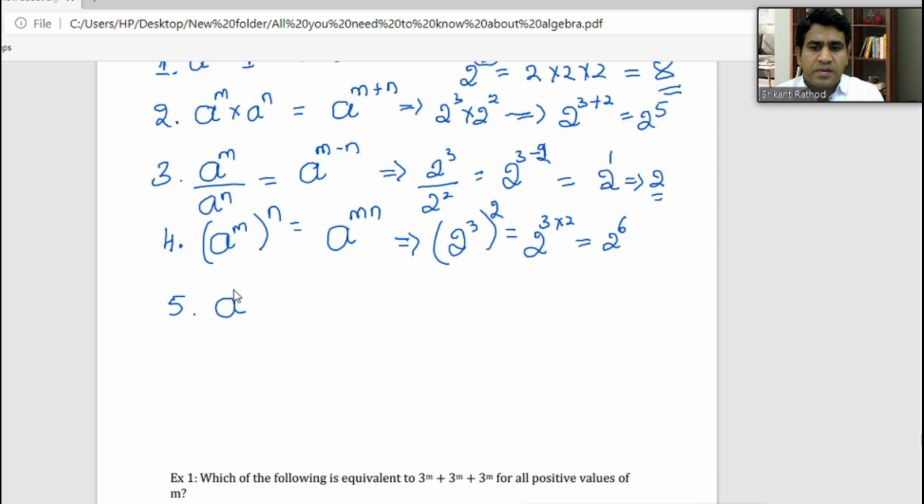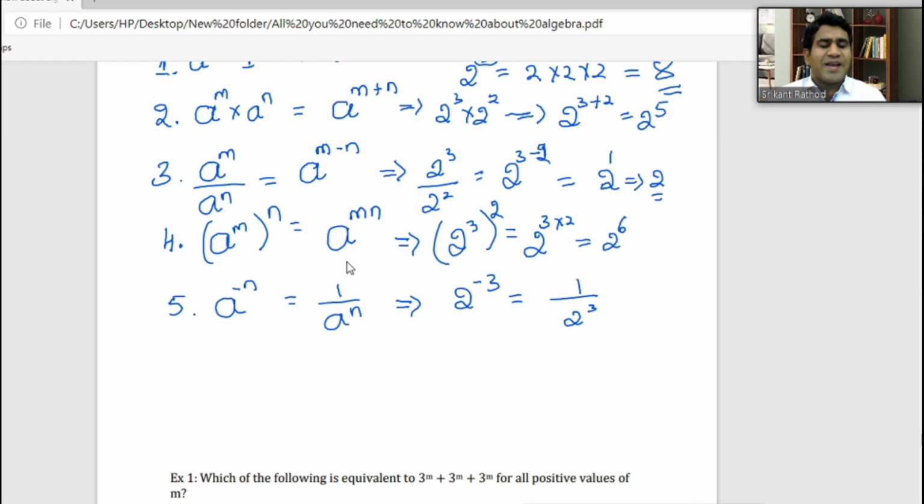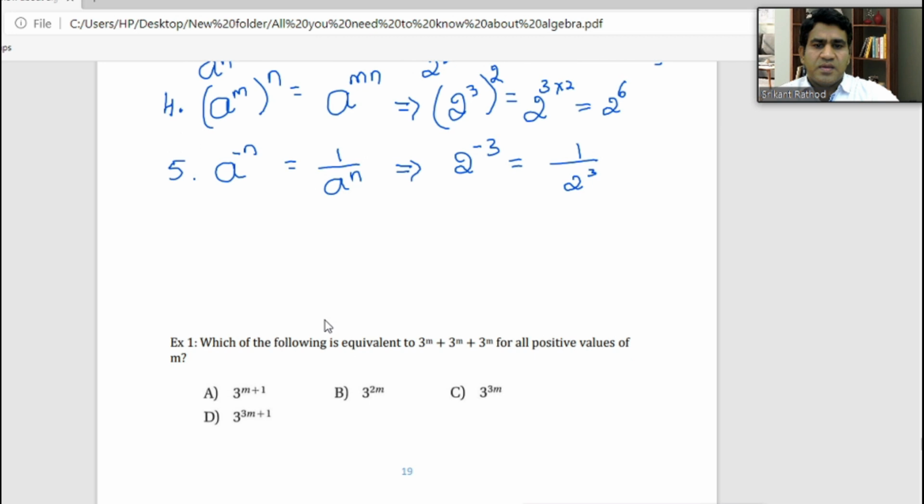A to the power negative n can be written as 1 over a to the power n. So if there is something with a negative power, you have to reciprocate it. That is 1 over a to the power n. This is what we can write. Let me take 2 to the power negative 3, which can also be written as 1 over 2 to the power 3. If there is any question relating to a negative power, you can directly take it down and apply whatever condition they have given you. All right, so these are the basic rules we need to know to solve questions relating to exponents. So let's see some examples.